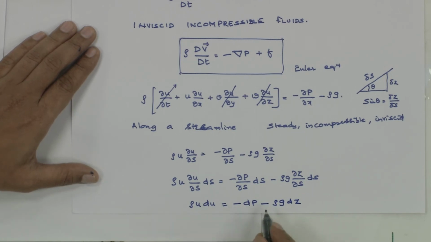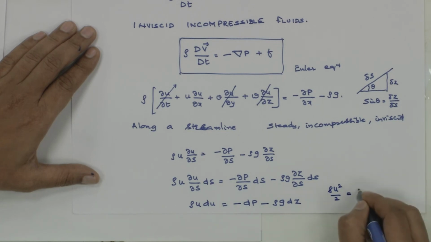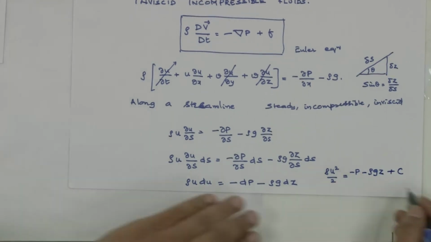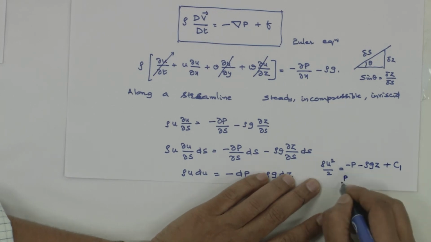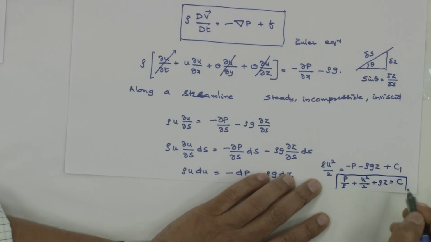Okay. So if I integrate this, what will I get? Rho u squared by 2 equal to minus p minus rho gz plus a constant, let's say C1. If I divide throughout by rho and rearrange, I get p by rho plus u squared by 2 plus gz equal to constant. This is my regular Bernoulli equation. In this module, we have derived the momentum equation. So let us summarize this momentum equation in the next module and get started with the energy equation. Thank you.